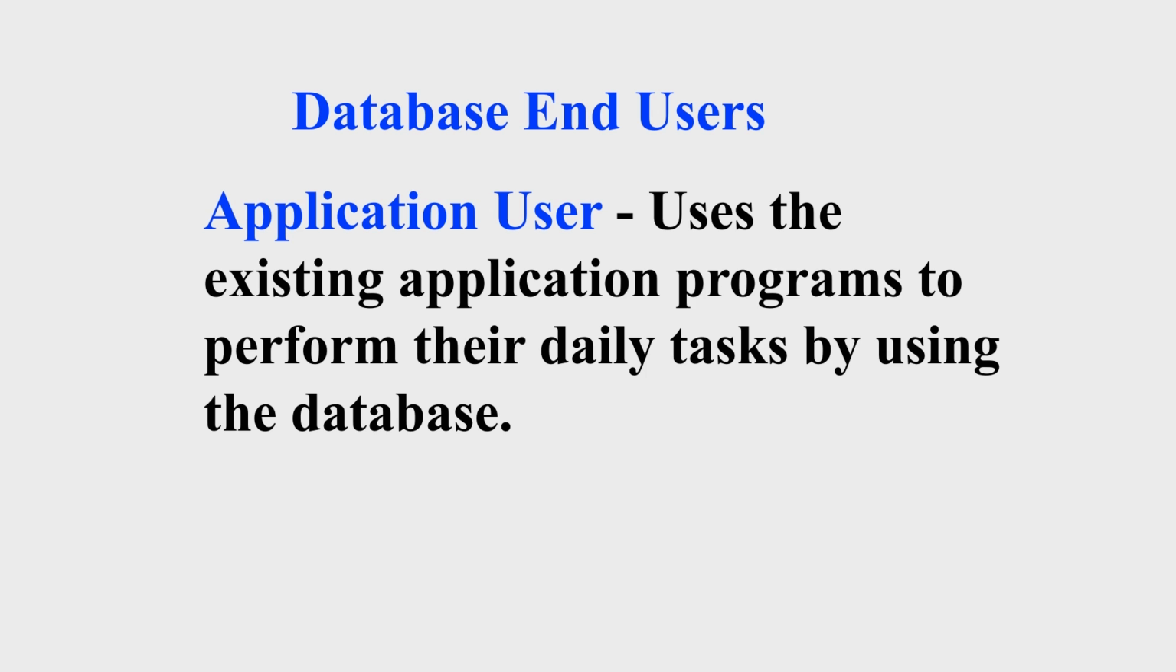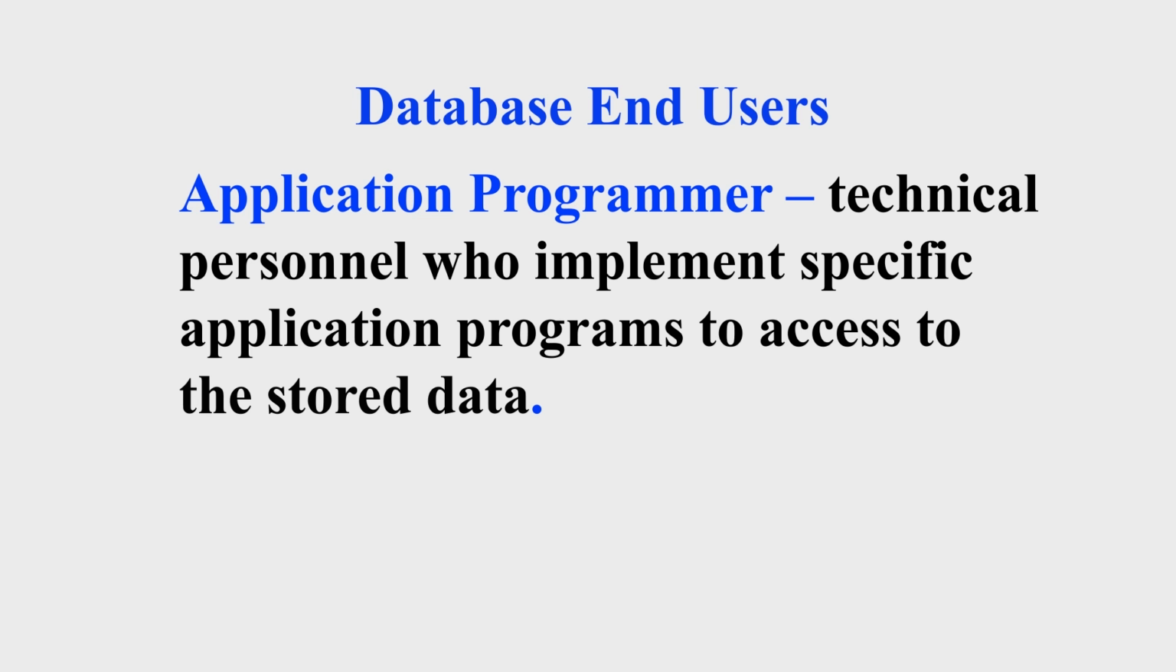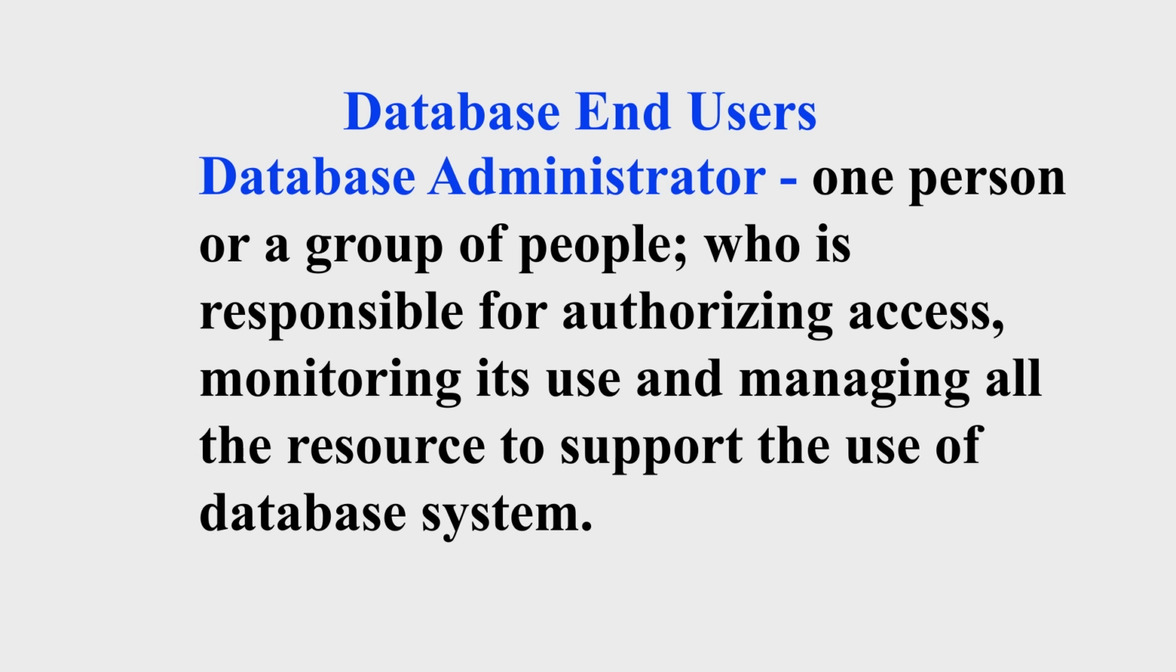Now we know the definition of a database. Let us see what kind of users are involved within a database management system. First of all, we have the application user. This is an end user who is not sophisticated or technical, who uses the existing application program to perform their daily tasks by using that database. Another user is the application programmer. This is a technical user whose function is to implement specific application programs that will be used to access the database.